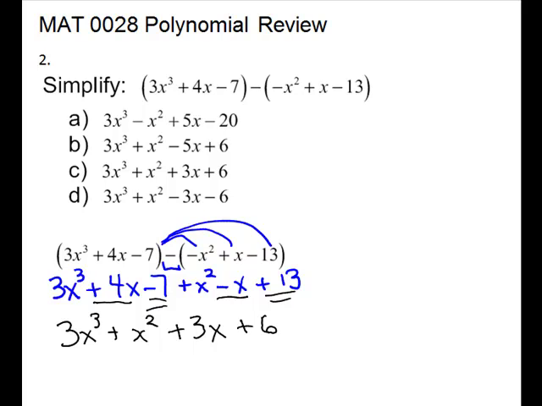And now we'll look back. So 3x to the third, all of them have that. Plus x squared, that eliminates the first choice. Plus 3x, and that narrows it down. You have to really watch the signs on this.